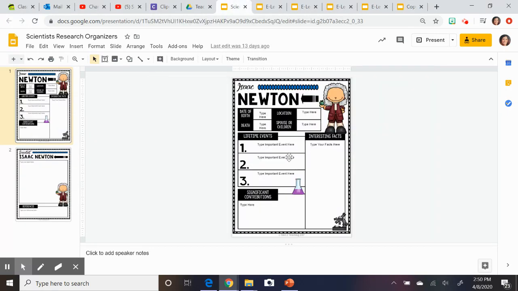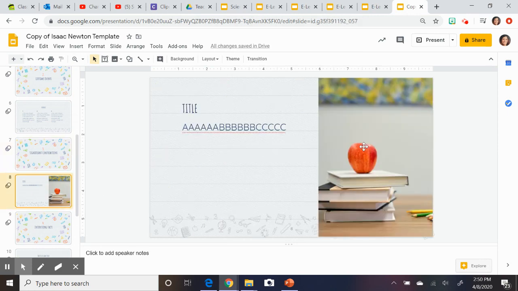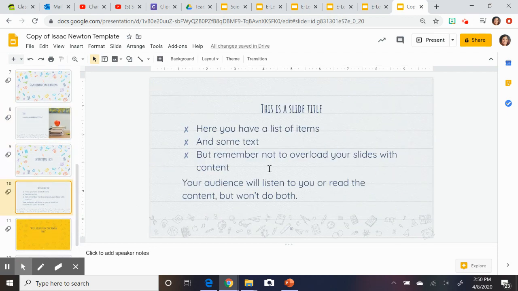So looking at his thing, that's what you typed in this spot, okay? So I'm going to go to this slide, and I included a picture of an apple because that's how he figured out gravity, because the apple fell from the tree, and that's what made him think about it. So I would title this, and I would type all about his accomplishments. And then this is your interesting facts. So here you would title something here, and then you would type in his interesting facts.